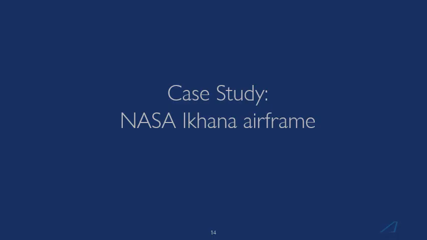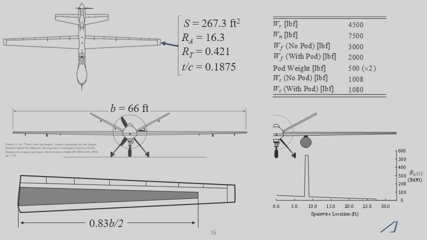So we applied this method to two example configurations of the NASA Icana airframe. Now the NASA Icana airframe is a modified Predator B airframe, and most of the geometric and performance characteristics of Icana can be obtained from publicly available data, and the remaining can be inferred from publicly available data. So the Icana has a tapered wing with an aspect ratio of just over 16 and a taper ratio of just over 4. It has a thick airfoil at the root and tip. The wingspan is 66 feet.